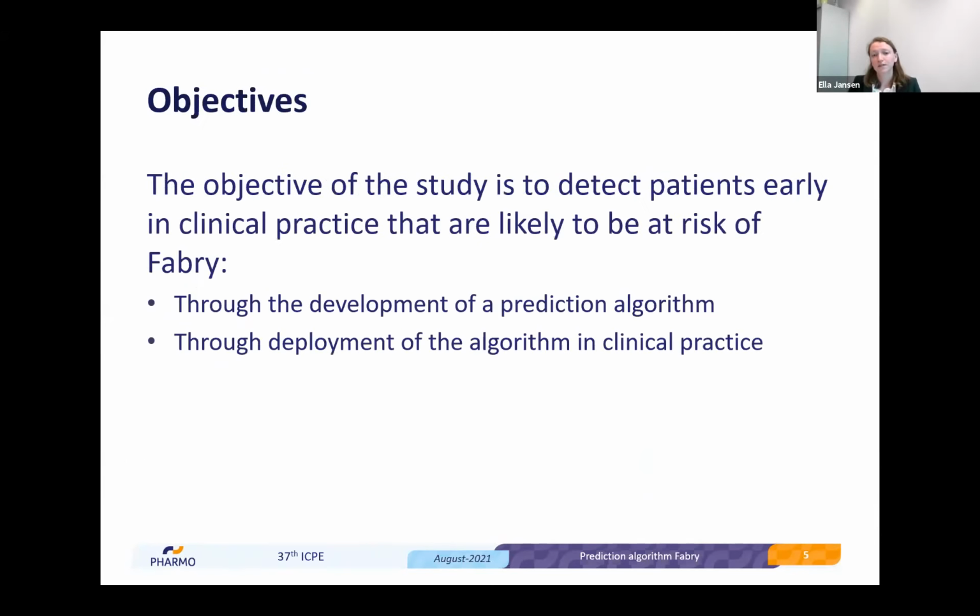So the objective of this study is to detect patients early in clinical practice that are likely to be at risk of Fabry, first through the development of a prediction algorithm, and then through the deployment of that algorithm in clinical practice, where GPs participating in this project shall be notified whether they have a potential patient in their catchment area for whom further consultation may be warranted.